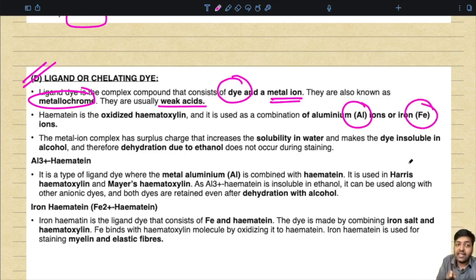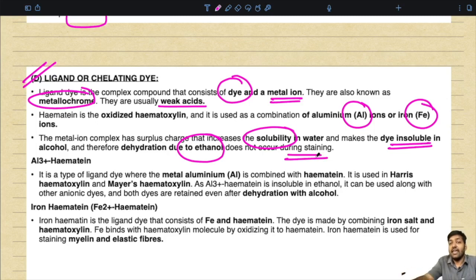The metal ion dye complex has surplus charge that increases the solubility in water and makes the dye insoluble in alcohol, and therefore dehydration due to ethanol does not occur during staining. So it is very important that this complex, the dye metal ion complex, has an excessive amount of charge, increasing the solubility in water, and therefore it is making the dye insoluble in alcohol.